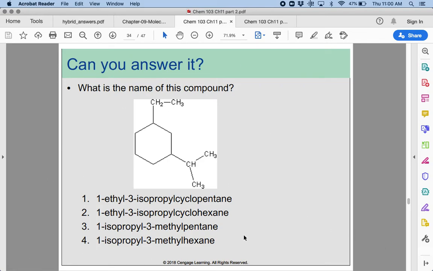Can you name this compound? This is 1-ethyl 3-isopropyl cyclohexane. 1-ethyl, E, comes before isopropyl. 1, 2, 3, isopropyl in the 3 position.